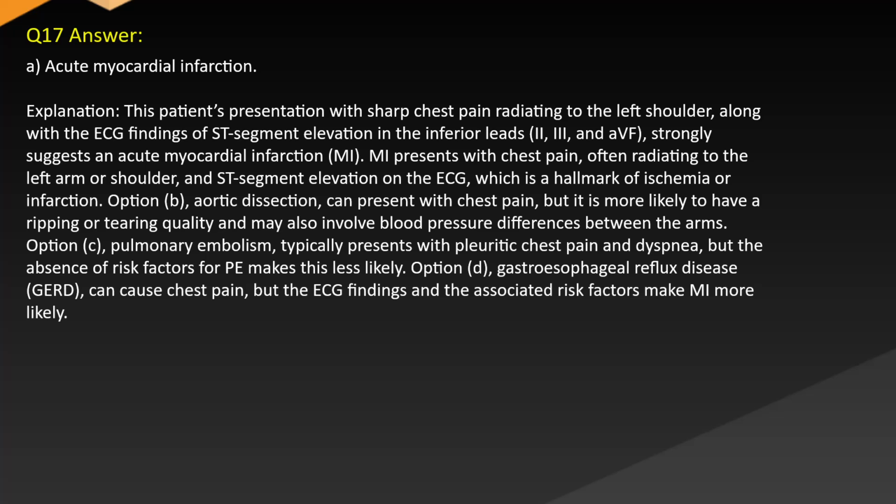Option C, pulmonary embolism, typically presents with pleuritic chest pain and dyspnea, but the absence of risk factors for PE makes this less likely. Option D, gastroesophageal reflux disease, GERD, can cause chest pain, but the ECG findings and the associated risk factors make mine more likely.